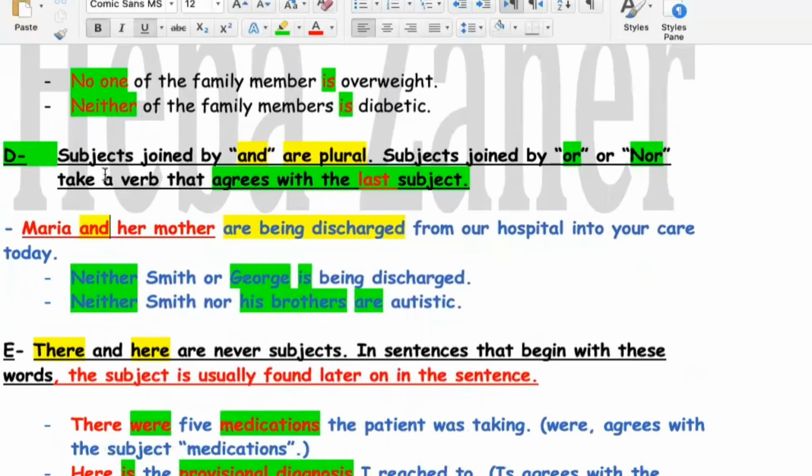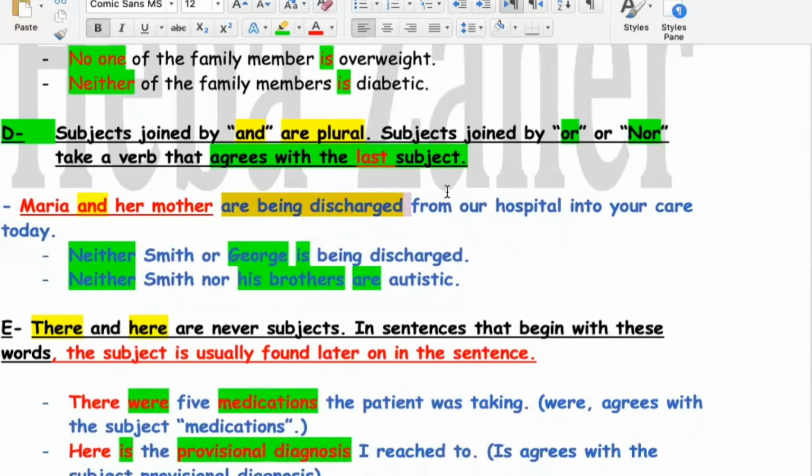Number four, subjects joined by and are plural. For example, Maria and her mother are being discharged from our hospital in care today. Maria and her mother, plural, and the verb must agree with the subject in number, okay? And so the verb must be in the plural form. Are being discharged, this one is in the passive voice, as you know, the passive form.